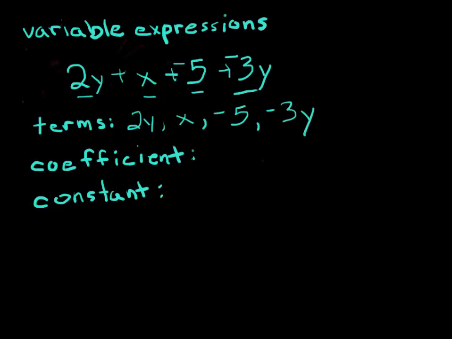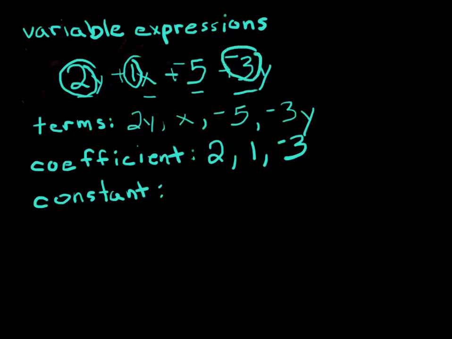To determine the coefficients, we look for the numbers in front of the variables. The coefficients in this example are 2, 1, and negative 3. 2, 1 would be here, and negative 3. And then finally, I have one constant in this expression, negative 5.